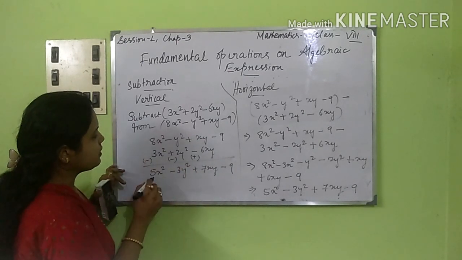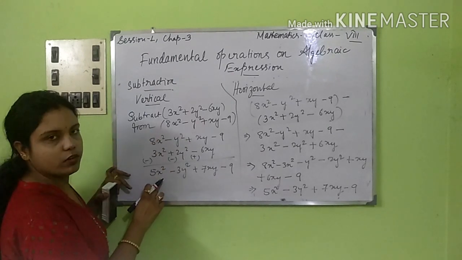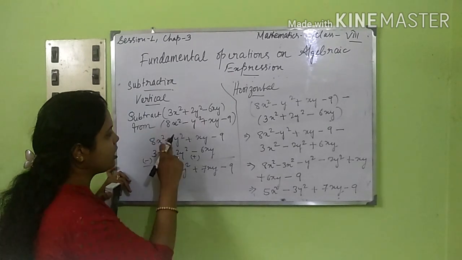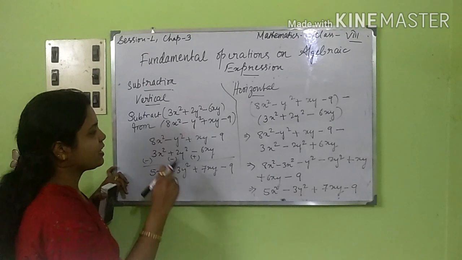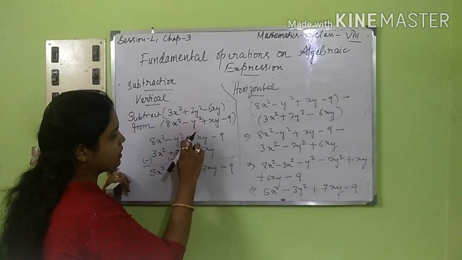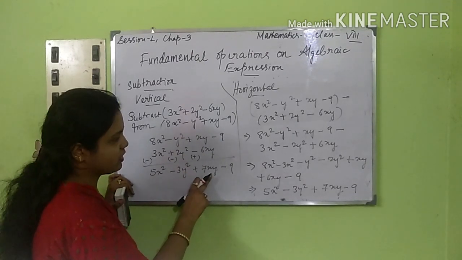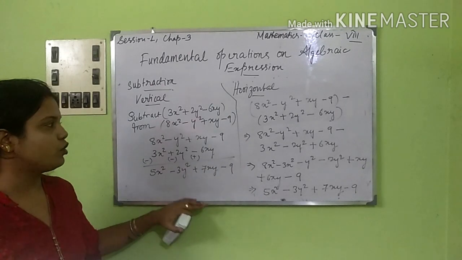So plus minus will be minus, but the sign will be positive since 8 here is bigger, so it will carry the positive sign, 5x square. Minus minus operation will be plus, but the sign will be minus, so minus 3y square. Then plus, both of them are plus, so it will be an addition, the sign will also be plus, 7xy, minus 9. So this is for your vertical method.